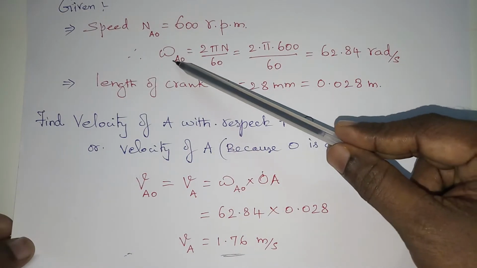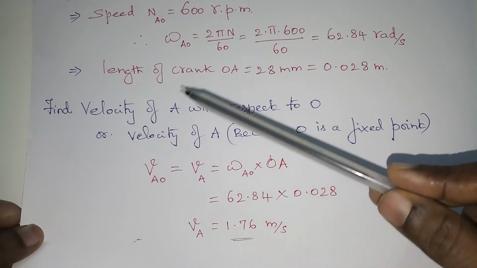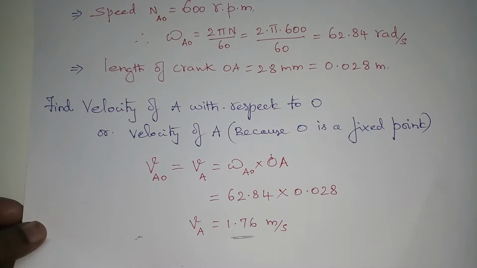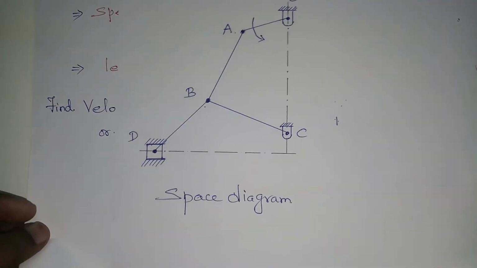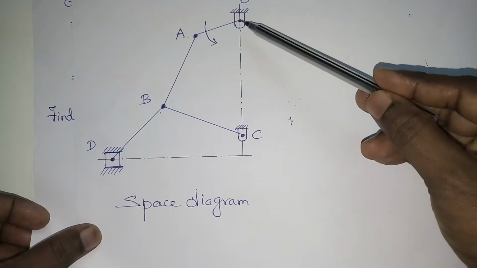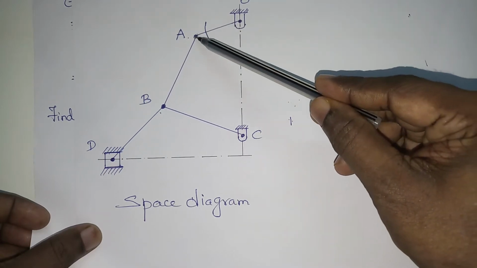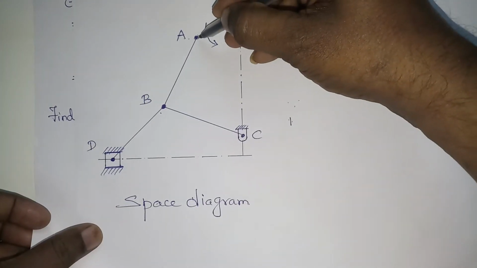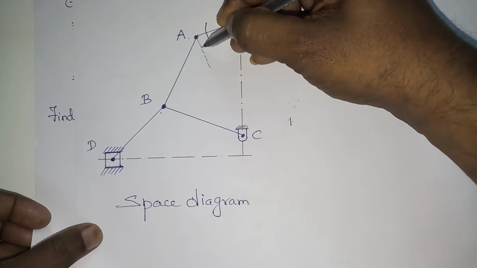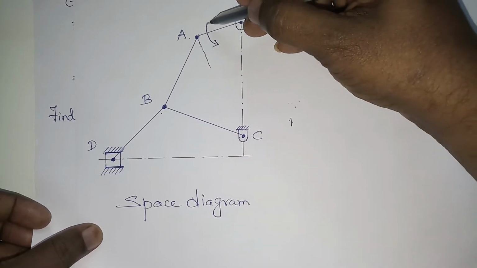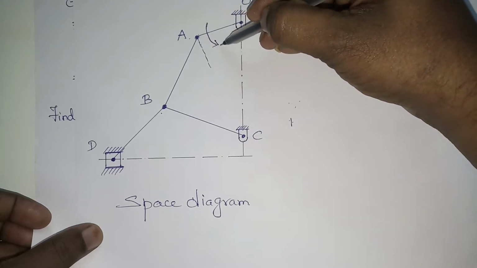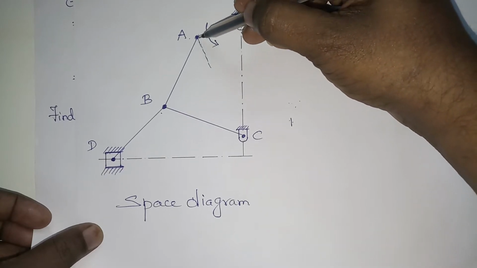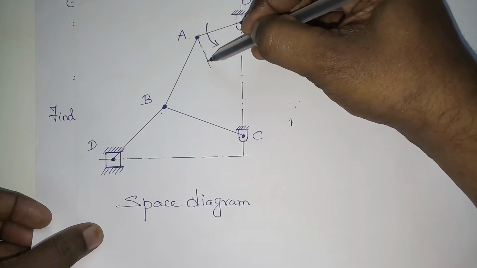Once you know the value of omega and the length of the crank, you can easily find the velocity of the input link, that is velocity of A with respect to O. I will show the space diagram here so that you can easily understand. So this is O and A. The velocity of this one will be acting perpendicular to this link, and it will be acting downwards. Why it is acting downward: the direction of rotation of the input link or crank is anti-clockwise. Since it is rotating in the anti-clockwise direction, the velocity at point A will be acting downwards.